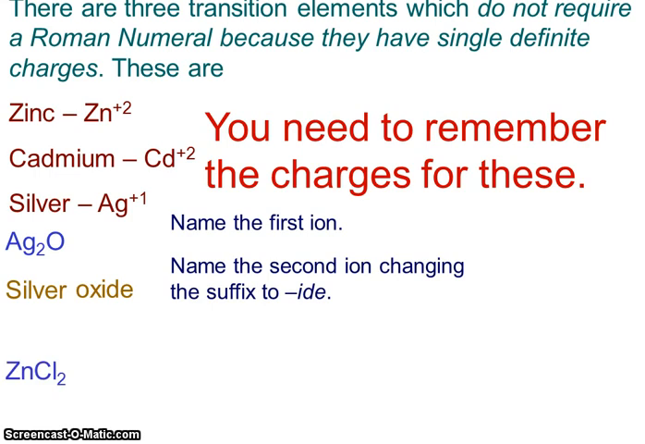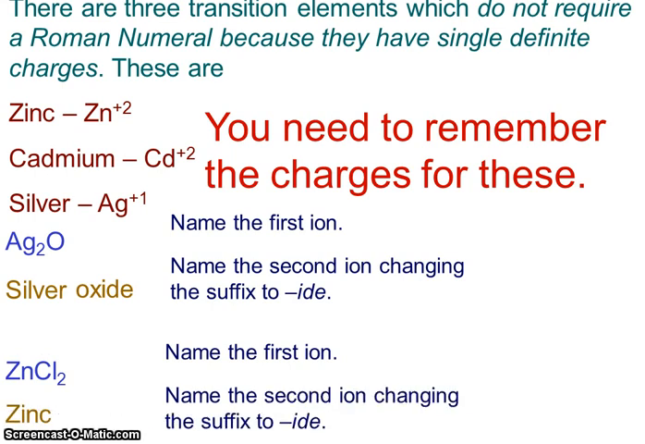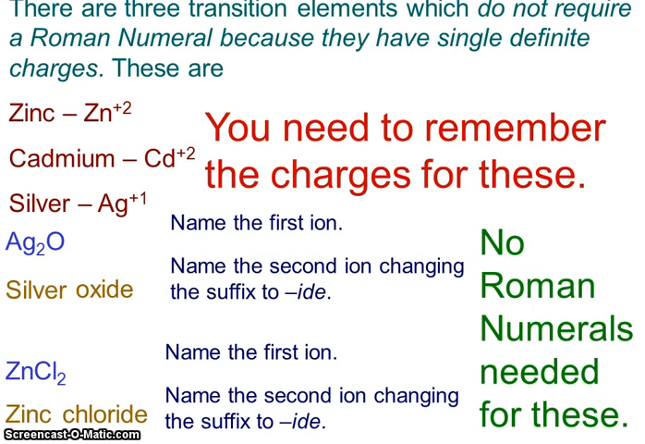Zinc also behaves this way, so we'll name the first ion. It's just zinc. It's always +2, even though it's transition. And then Cl, we will name just like we did on day 1, and we'll say chlorine becomes chloride, and there we go. Our compound is zinc chloride. We don't need Roman numerals for these. It would be redundant. To say zinc 2-chloride would be like saying I go speedy fast. That's just a double use of the same modifier, and so we don't need that in our compounds.